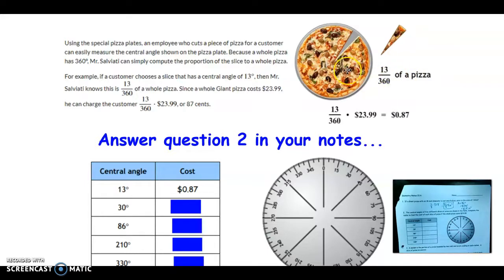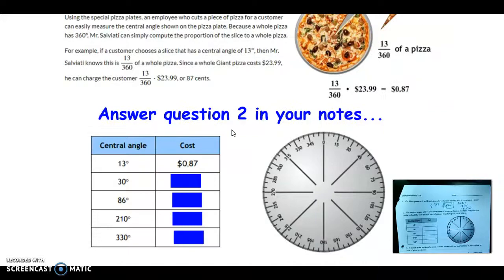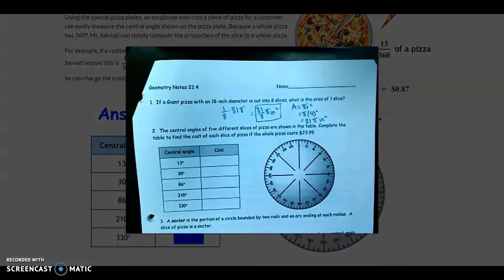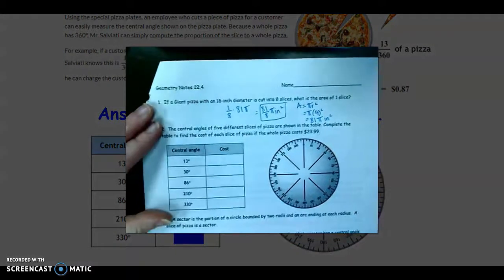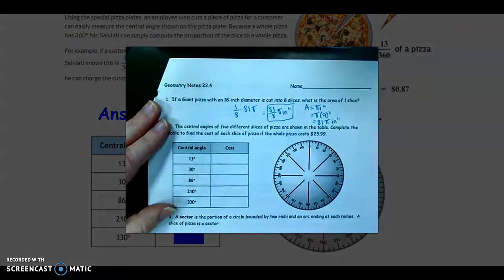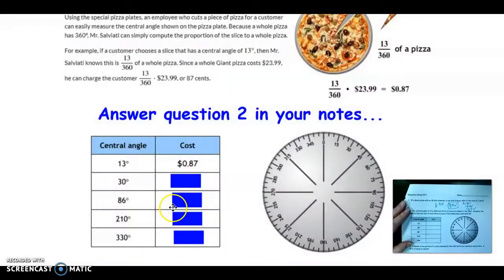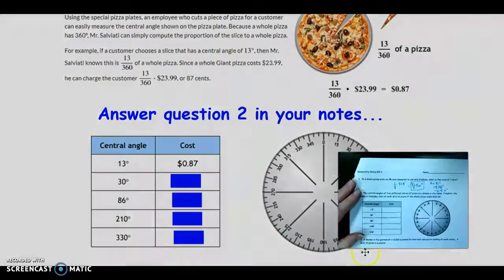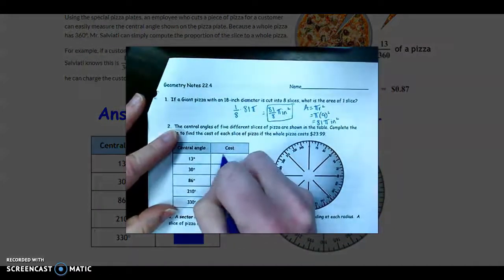Now, since we know the cost of a giant pizza is $23.99, we can figure out how much to charge for that slice by taking that fraction and multiplying it by the whole price of the pizza. So that piece would need to be 87 cents. So we can answer question 2 in our notes doing that same process. So we already found that the cost of a 13 degree slice is 87 cents. So you can put that in your notes there.